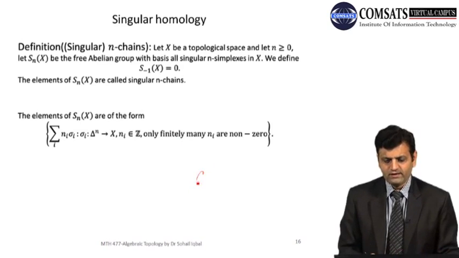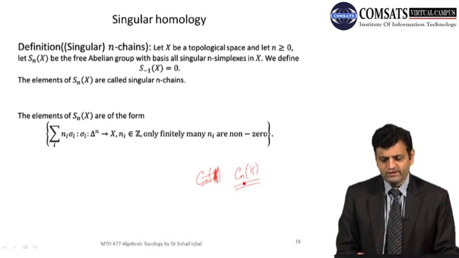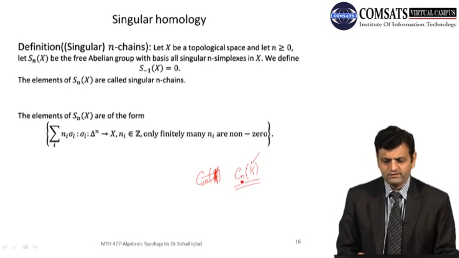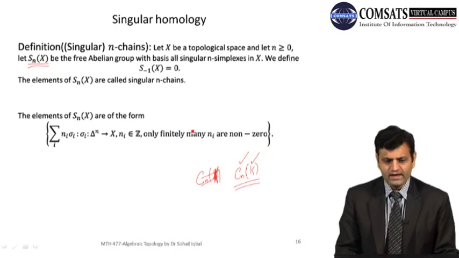Of course, if you remember what Cn of x is in simplicial homology, or Cn of k. We usually used k for the simplicial complex, so Cn of k is basically the free abelian group generated by n simplices inside the simplicial complex k, and in this case we define Sn of x, of course, to keep our differences. So we denote the n chains in simplicial homology with Cn, and the n chains in singular homology with Sn.